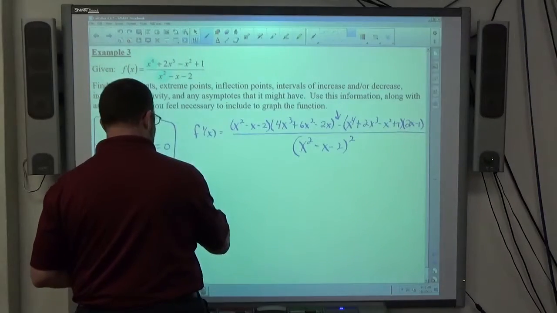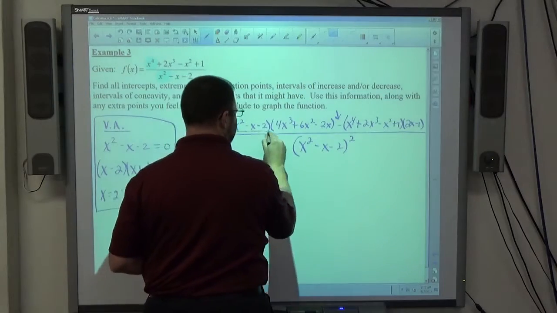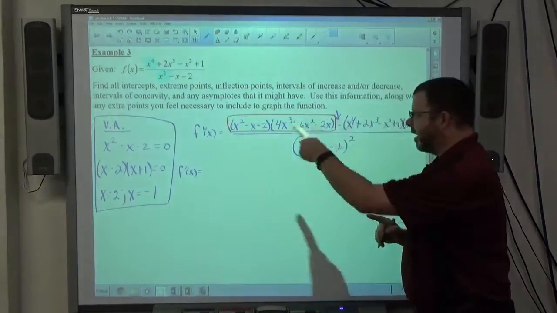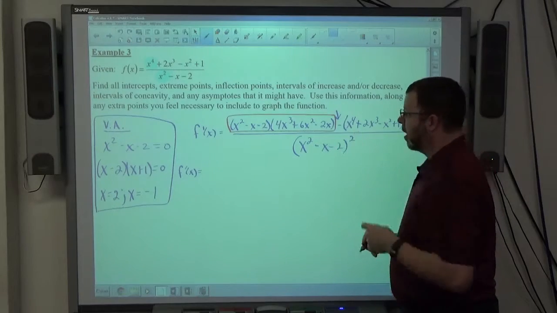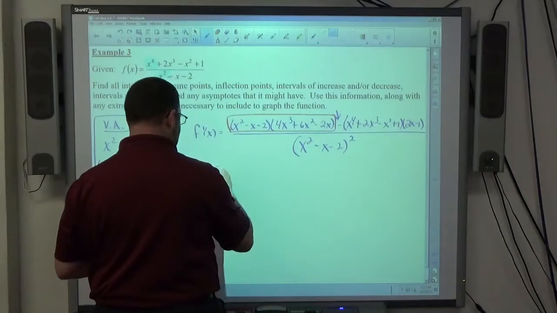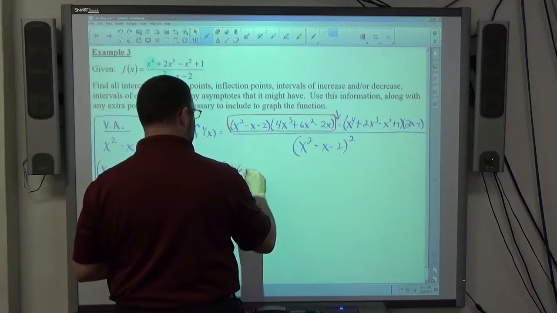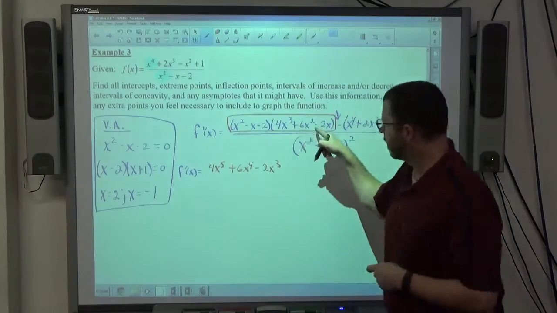F prime of x equals, I'm going to use some different colors. Let's go red for this part. All right, so x squared times everything, negative x times everything, negative 2 times everything is going to be that product. So I'm going to get 4x to the 5th plus 6x to the 4th minus 2x cubed when I multiply x squared times everything.